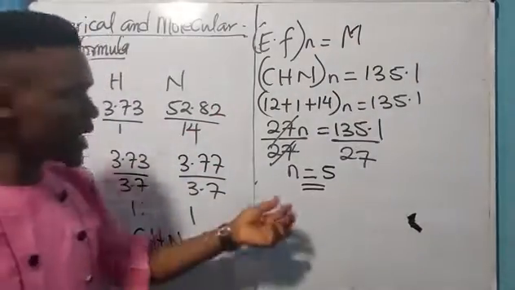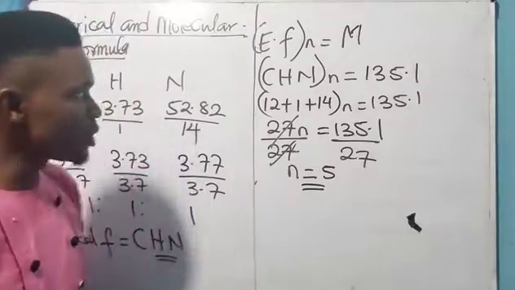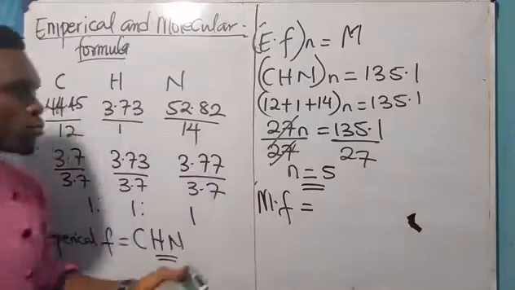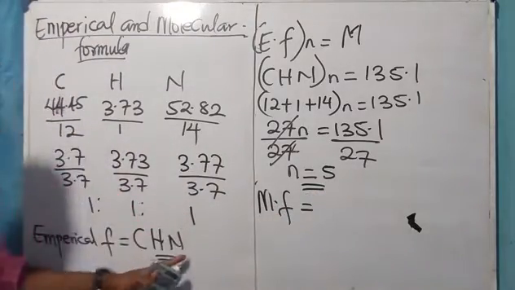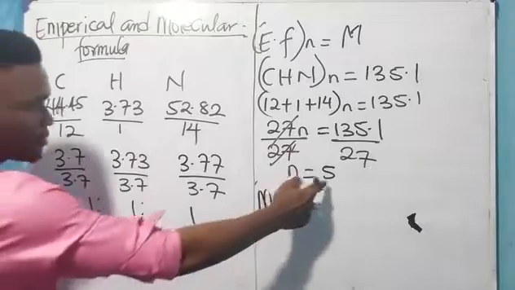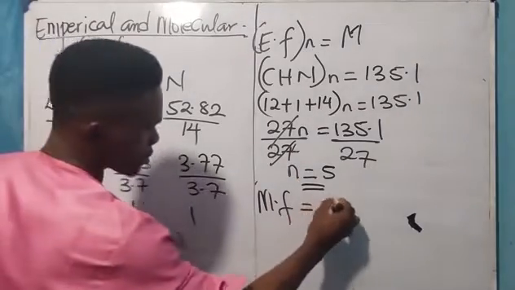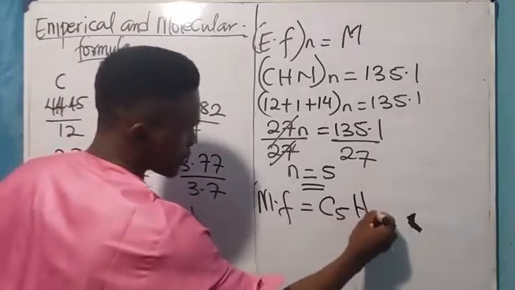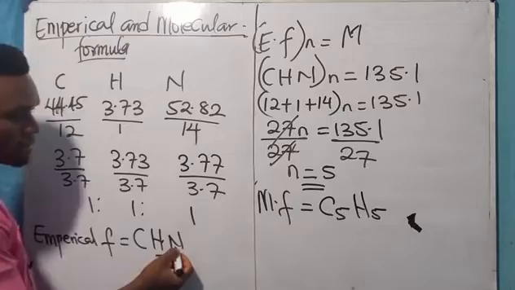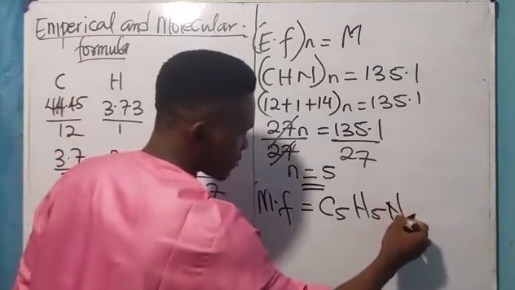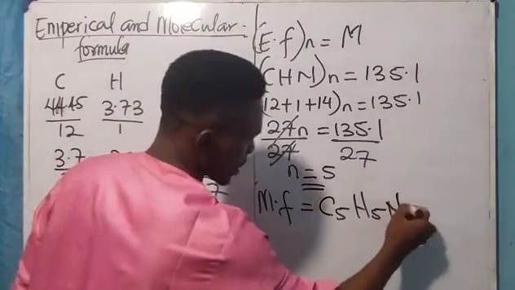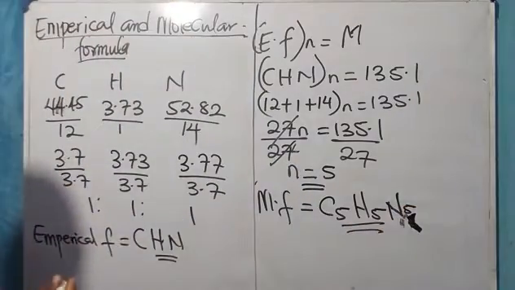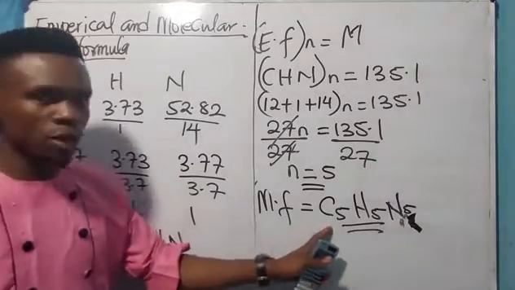Now, since we've gotten n equals 5, to get the molecular formula, you have to multiply this compound by 5. So 5 times C becomes C5, 5 times H becomes H5, and 5 times N becomes N5. So C5H5N5 is the molecular formula of this compound.